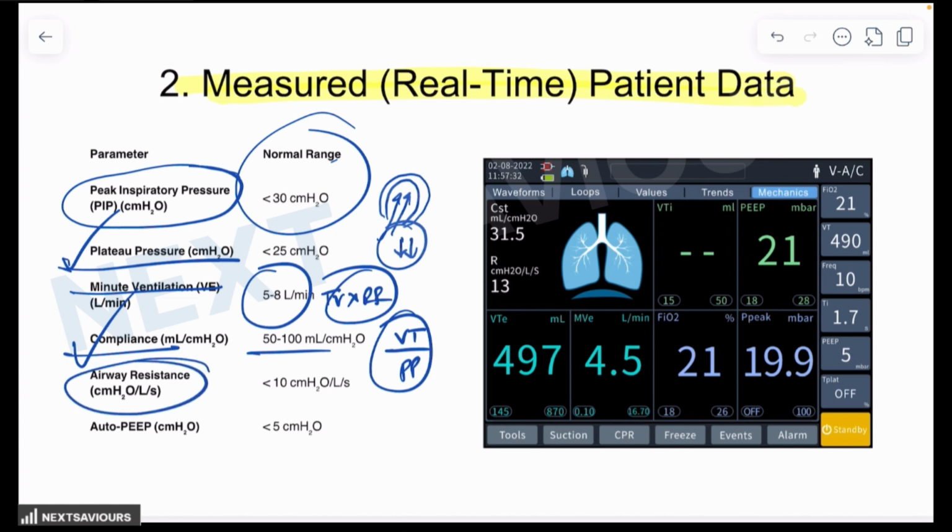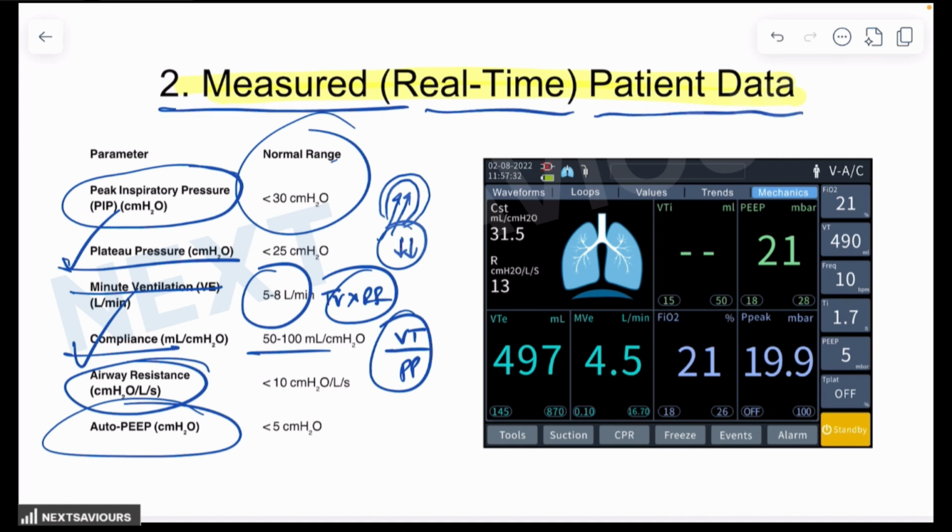Airway resistance is the resistance in the airways, which you already know about, and auto PEEP is the extra pressure due to the trapping of the air. So these are the real-time patient data measured by the ventilator, and they help you in the assessment of the patient's lung function.